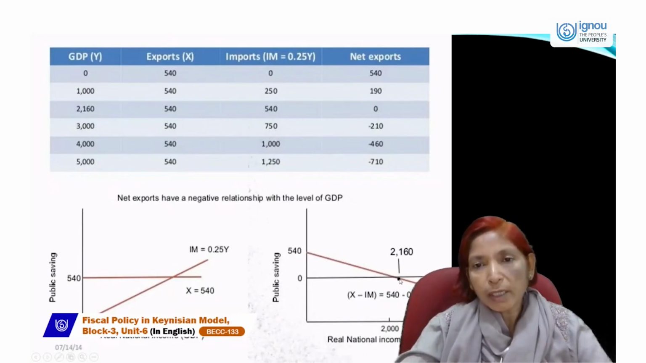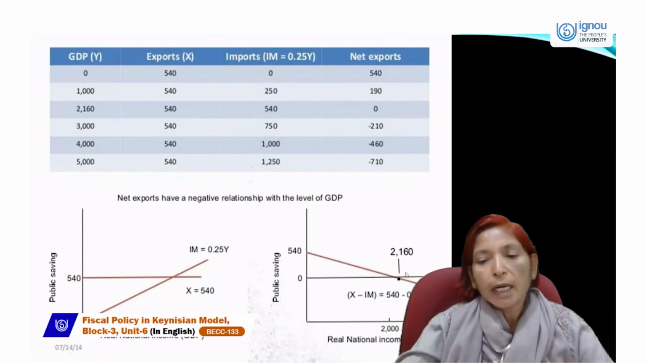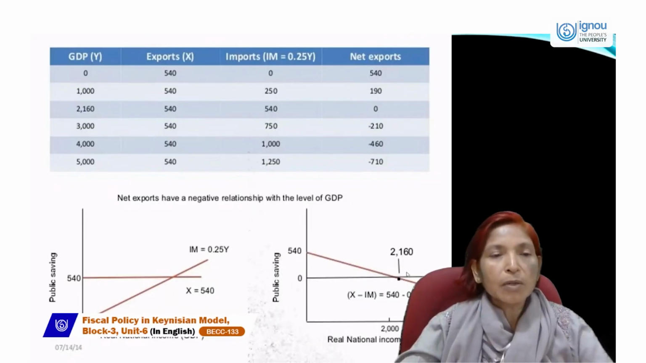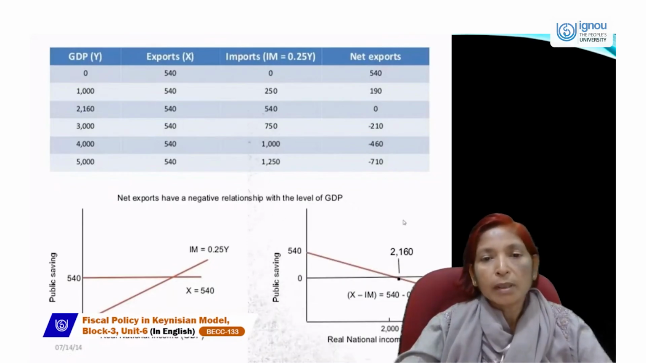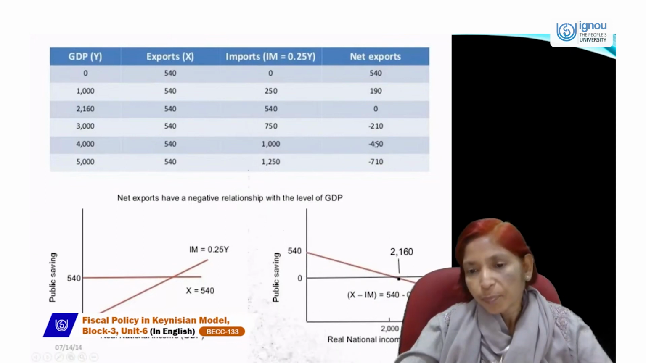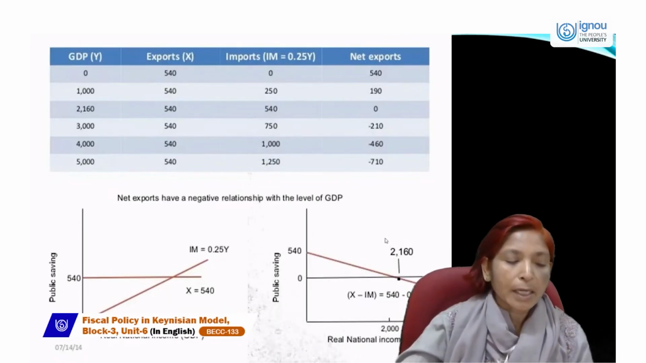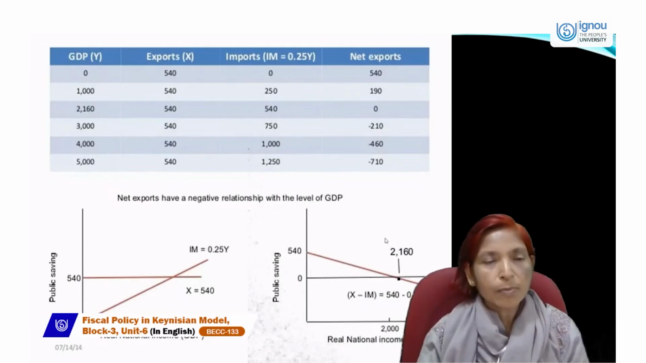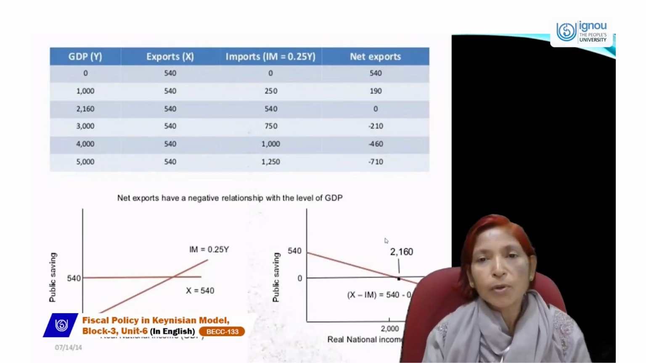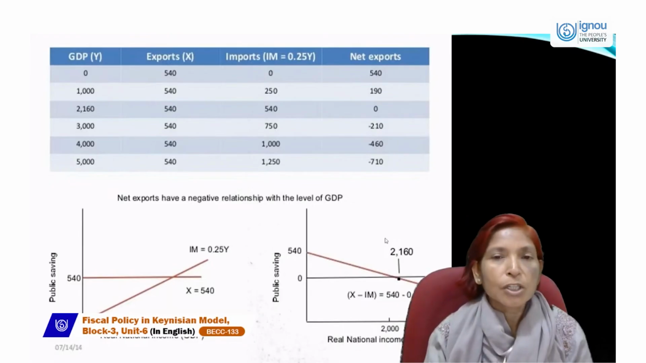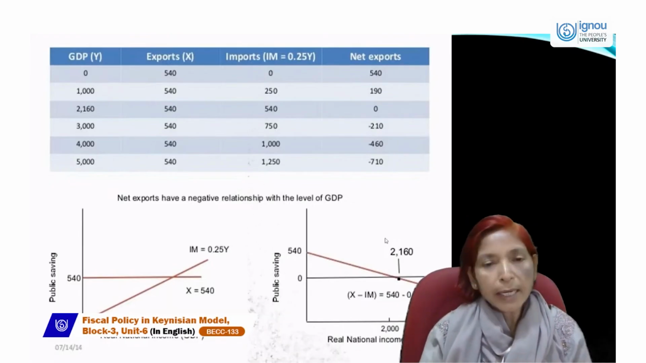When export and import are equal, then net export will be 0. And when export value is less and import value is more, then net export will be negative. So in this situation, the net export curve always lies downward. It touches the x-axis when it is 0, and it goes beyond that and becomes negative when imports are more than exports. So this is the net export, how net export can be calculated, and we can show it with the help of this table and diagram.